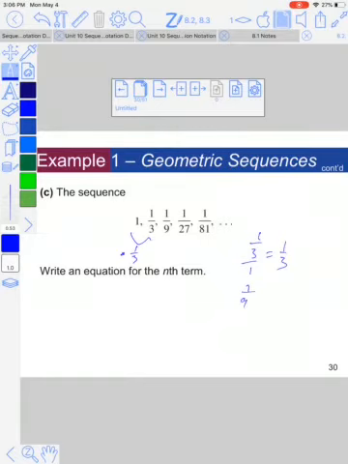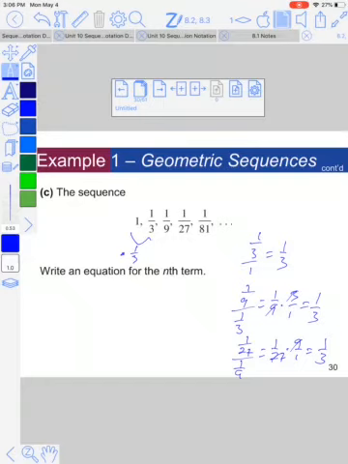Maybe you take 1/9 divided by 1/3, which is 1/9 times 3 over 1. 3 goes into 9 3 times, so it's 1/3. If you took 1 over 27 divided by 1/9, again, you would take 1 over 27 times 9 over 1. 9 into 27 is 3, so that's 1/3. Our common ratio is 1/3. So we would get a sub n equals our initial term, which is 1, times 1/3 to the n minus 1. That's for any n. It's right there.